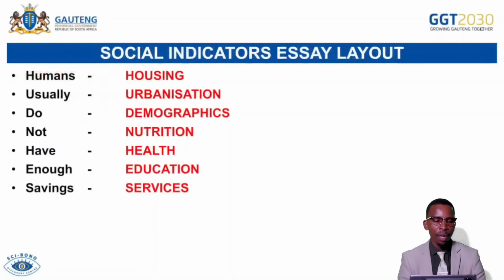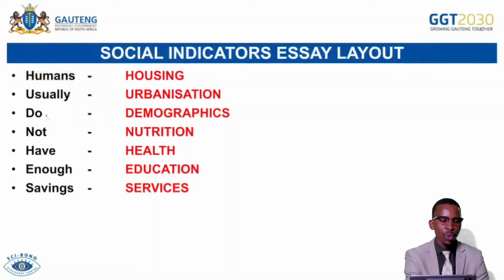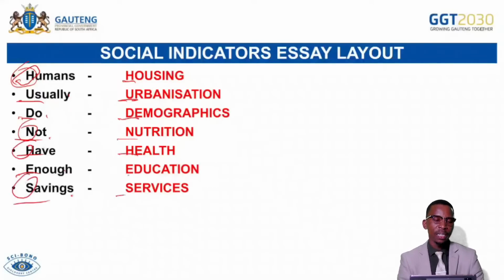And then social indicators: we have "Human usually do not have enough savings." H for housing, U for urbanization, D for demographics, N for nutrition, H for health, E for education, S for services. Those are your social indicators in case you come across a question saying discuss in detail social indicators: housing, urbanization, demographics, nutrition and health, education, and services.